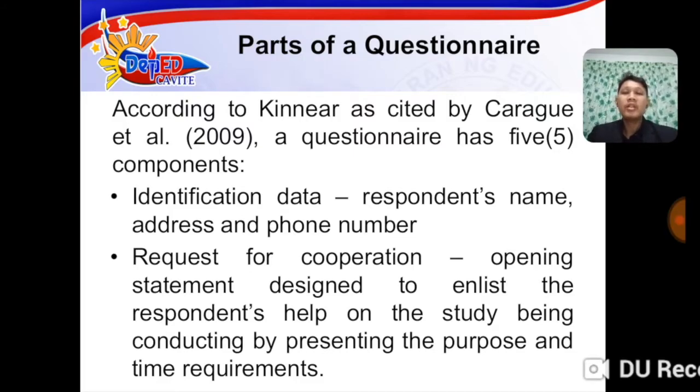So in creating original questionnaire, the researcher should be familiarized with essential components of questionnaire. According to Keener, as cited by Karage, 2009, a questionnaire has 5 components, and this consists of, number one, identification data. It is the respondent's name, address, and phone number, which is sought for communication.